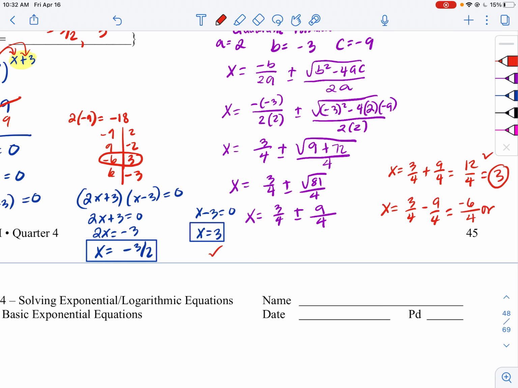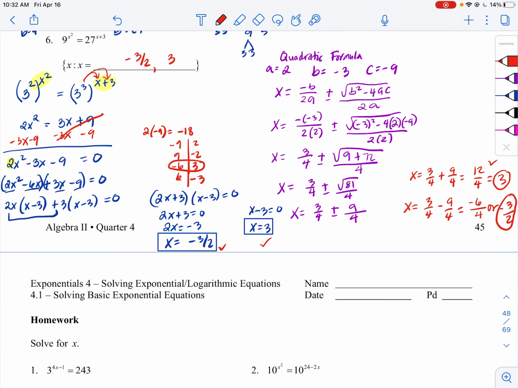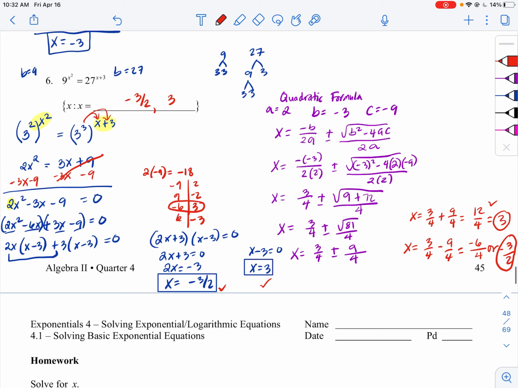Negative 6 over 4, both divided by 2. 6 divided by 2 is 3, 4 divided by 2 is 2. So we got a negative 3 over 2, which also matches our previous answer. So you can either do factoring, but if factoring doesn't work, you can always do the quadratic formula. I suggest doing the quadratic formula because it's easier to remember, and if the problem is unfactorable, you still have to do the quadratic formula anyway.